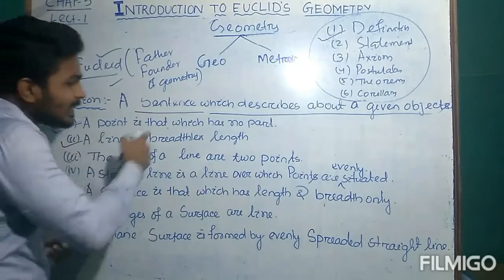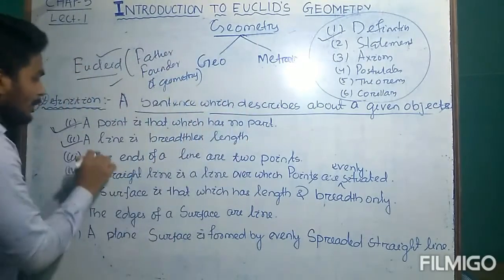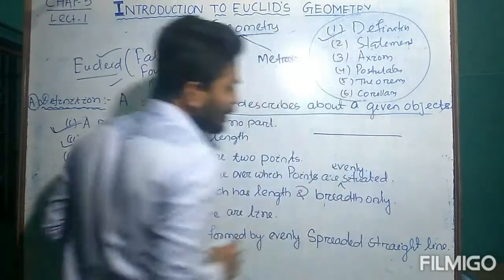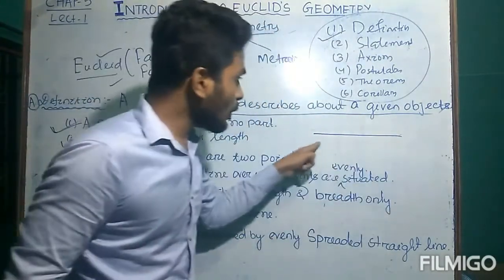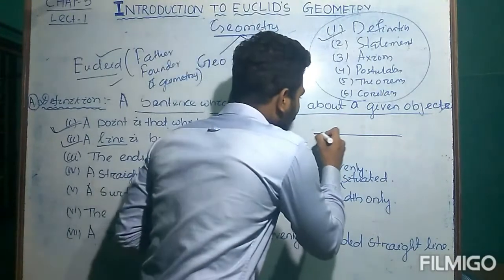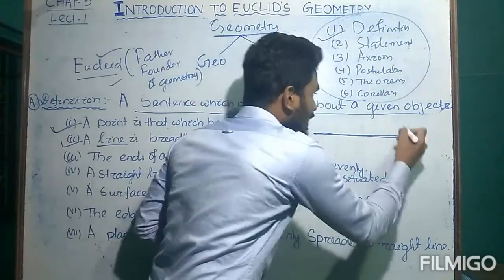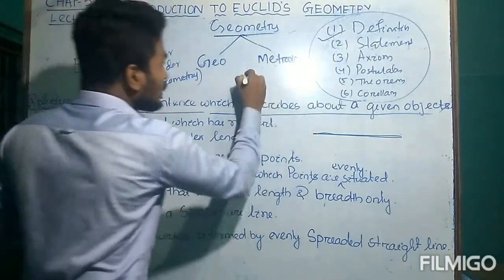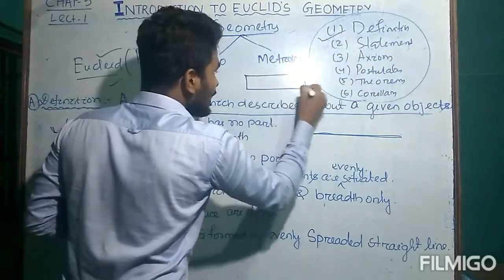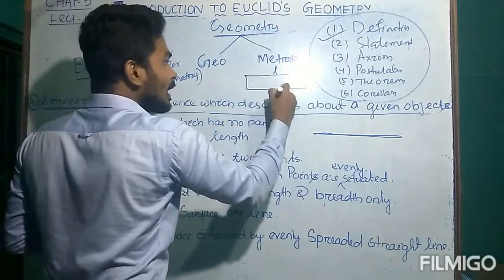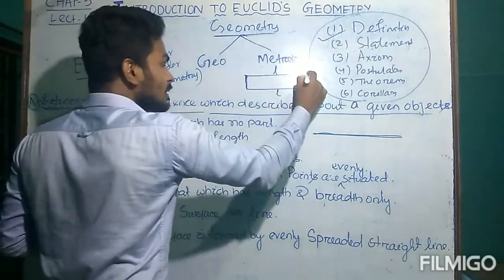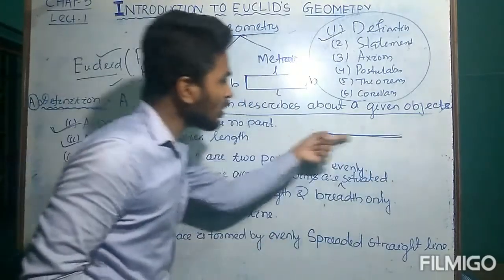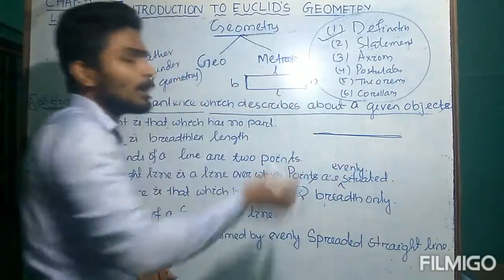A line is a breadthless length. So at first let us draw a line. If it is a line, then you can see this geometrical figure has only length. It has only length, but it has no breadth. If you compare it with a rectangle, then you can see in a rectangle it has both length and this portion is known as breadth. But in case of a line, it has only length, it has no breadth.